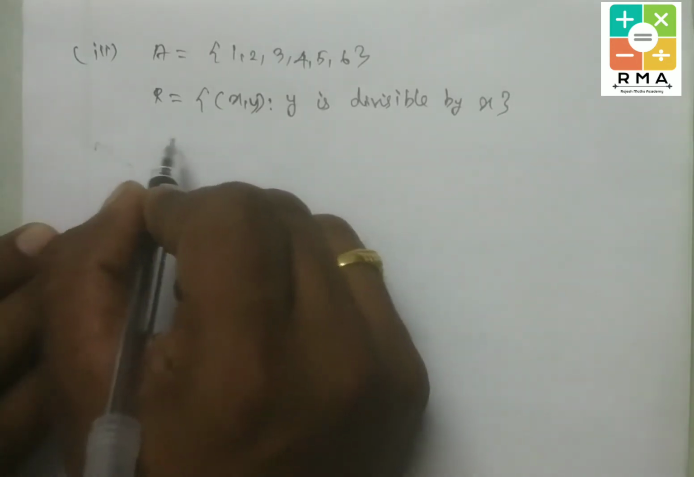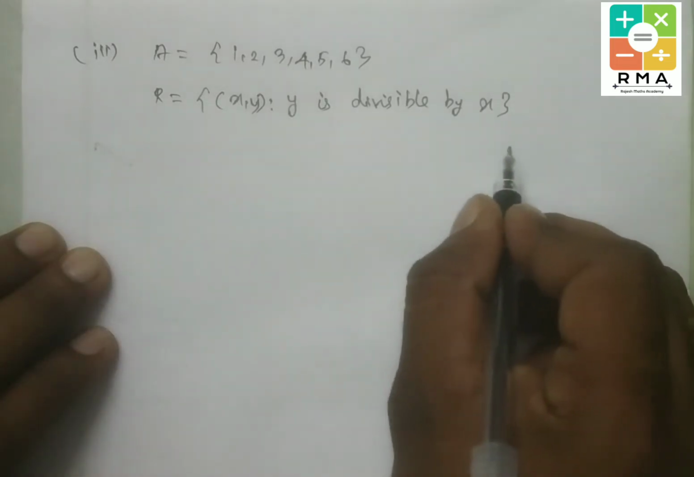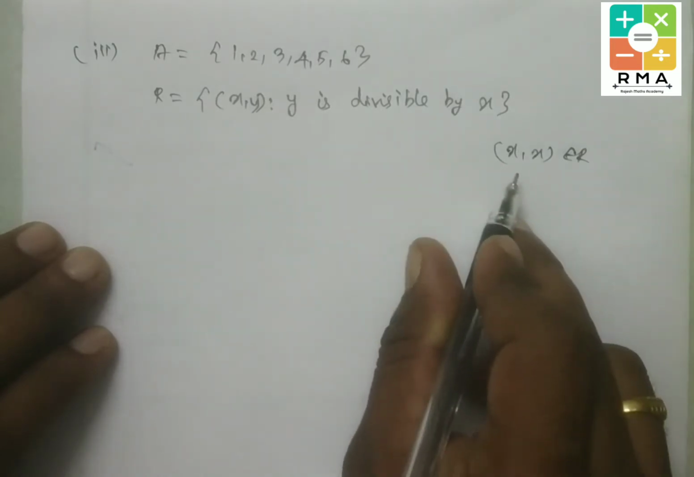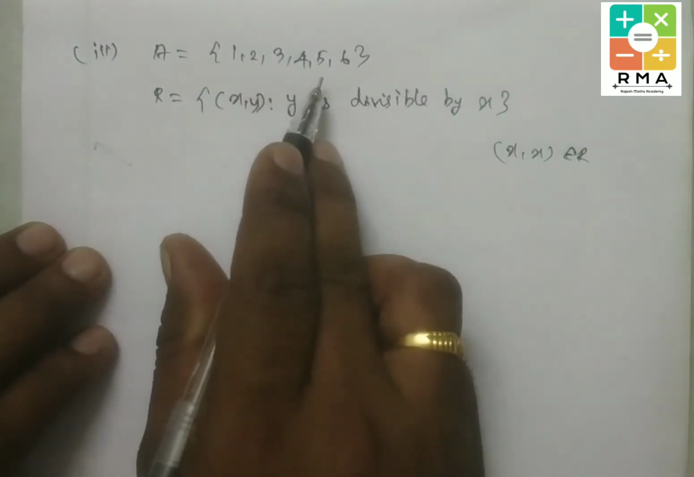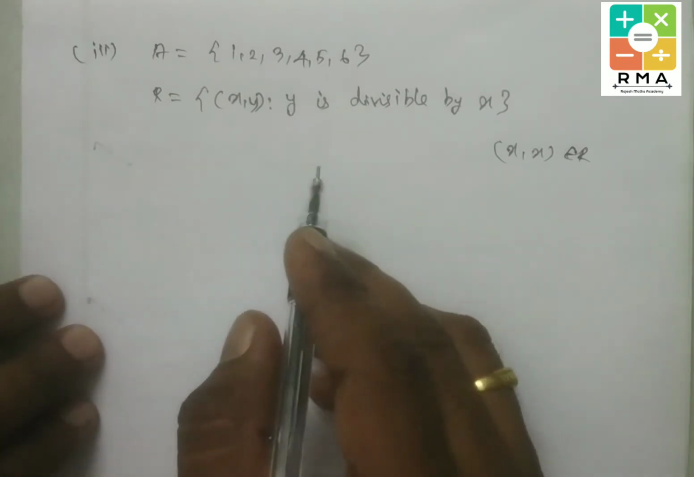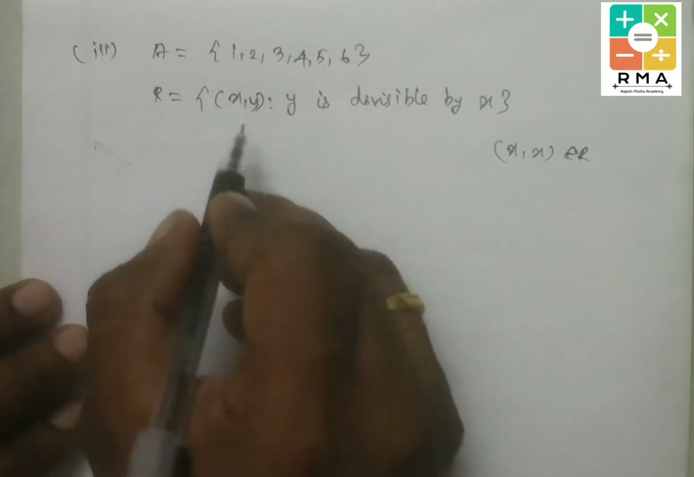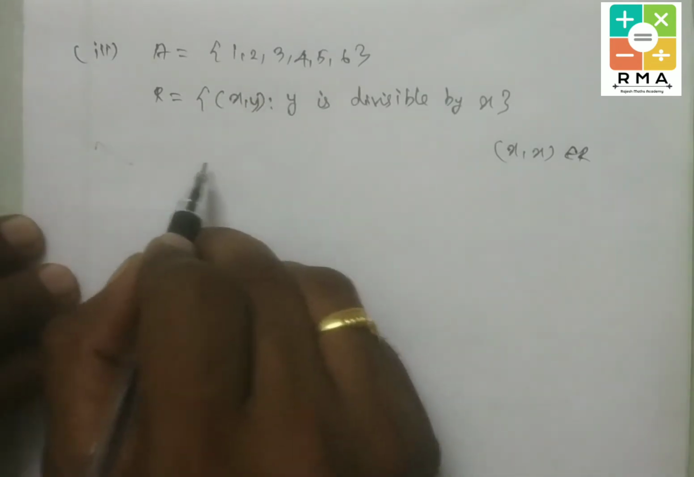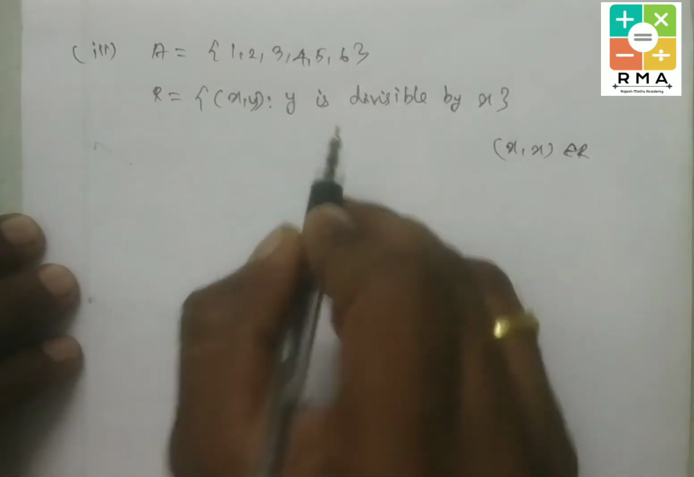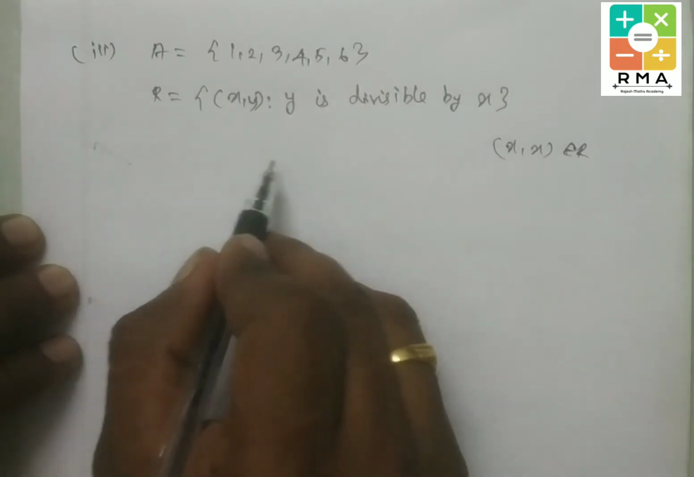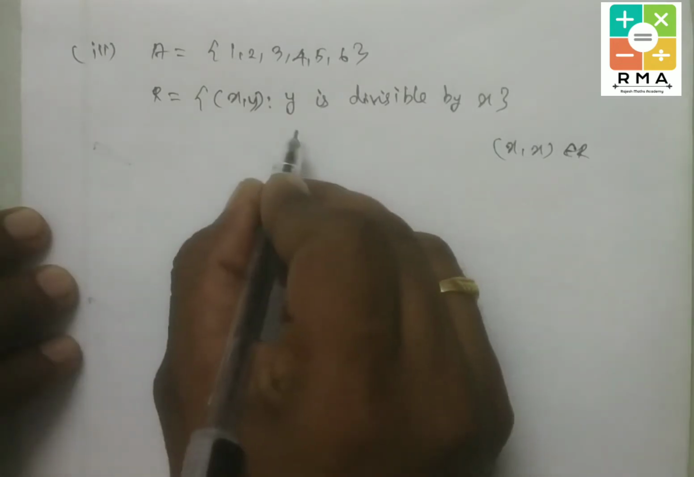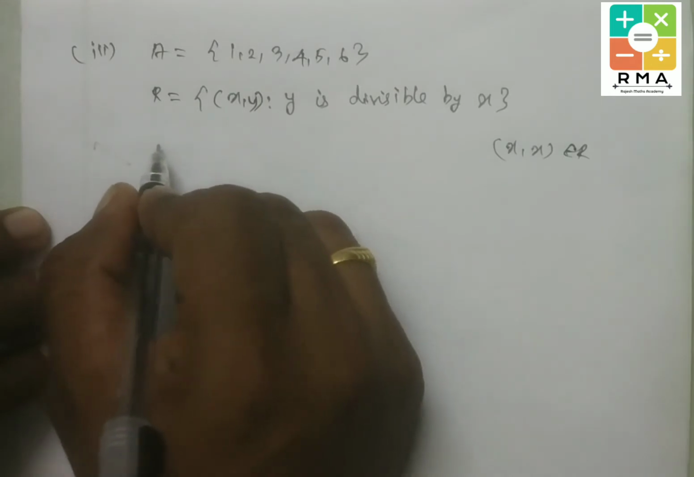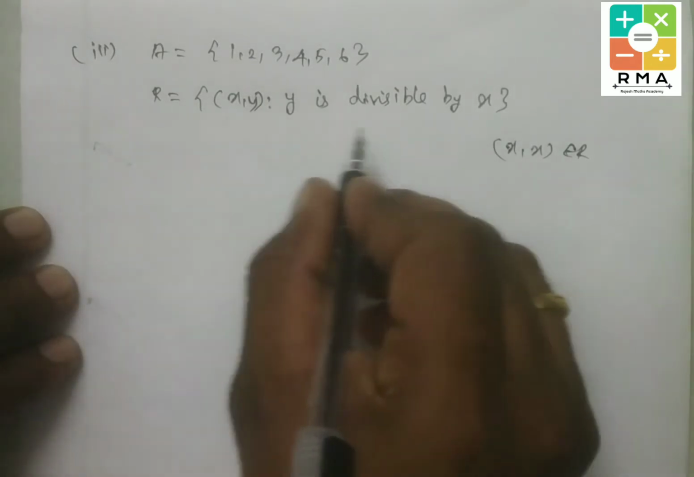So when it is reflexive, what is the definition of reflexive? We have to show that x comma x belongs to R, or a comma a belongs to R for all x belongs to R. So this question we can prove by two methods. First one, we are taking the elements, what are the values of x and y satisfy, all the ordered pairs we are writing, and we will check that. Another method is we will prove analytically. The second method is the easiest method to prove this. So first we will take it as relation R, x comma y such that y is divisible by x.